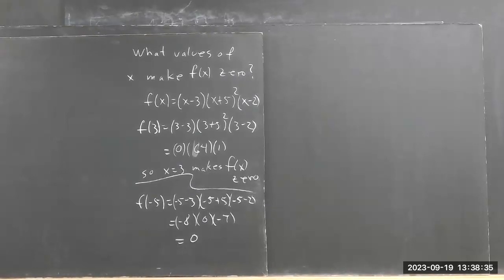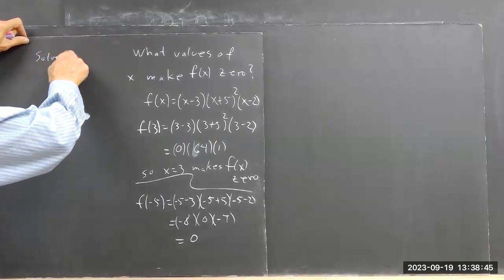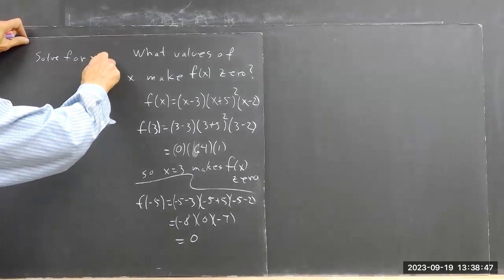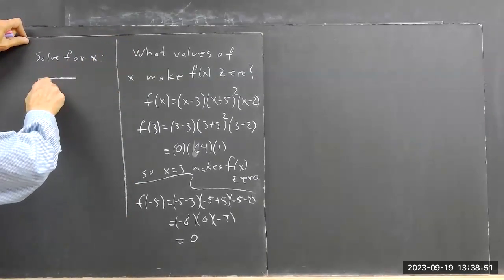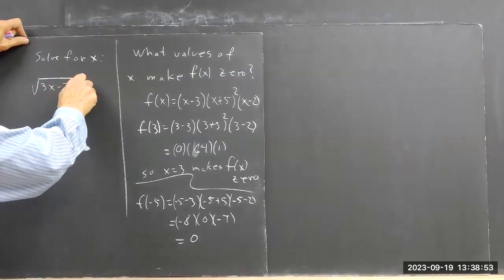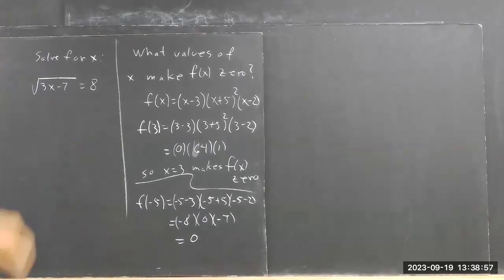Okay, now we want to talk about how you solve x. Square root of 3x minus 7 equals 8.